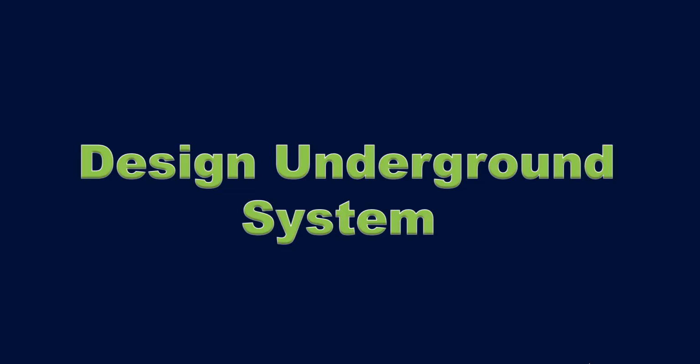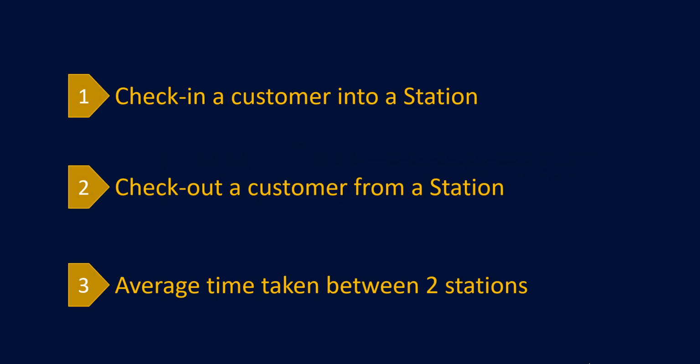So the question is to design an underground system which has these three methods. First is checking in a customer into a station. Second is to check out a customer from a station, and the third method gives the average time taken between two stations, that is a start station and an end station.